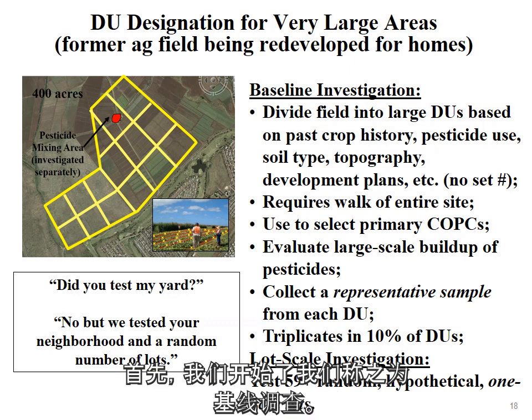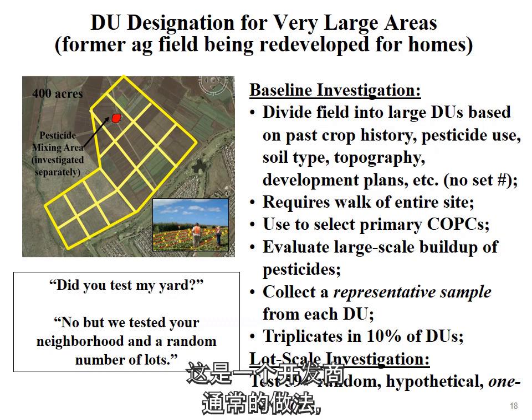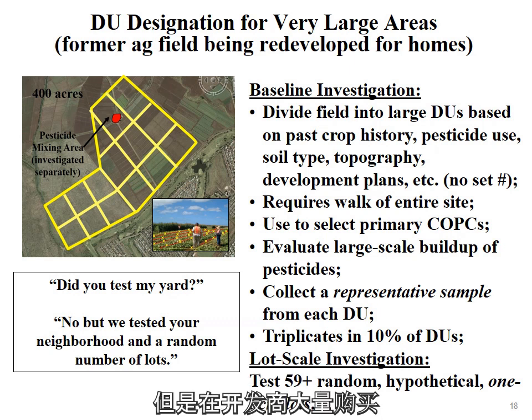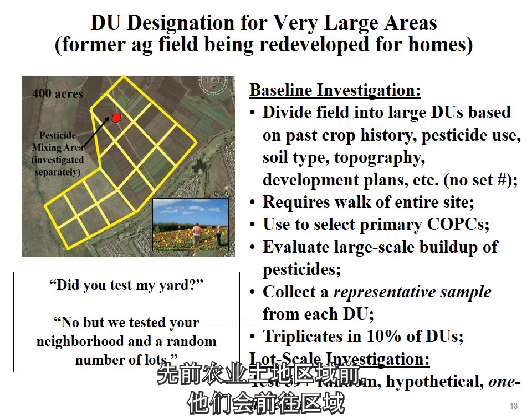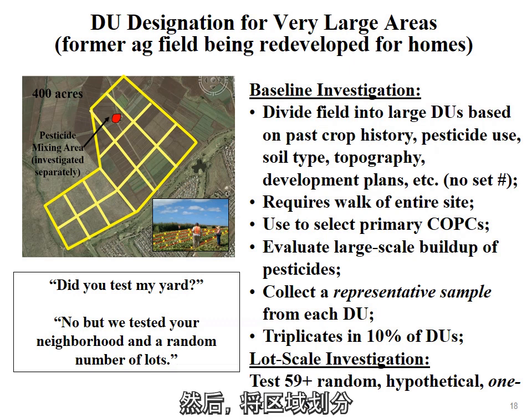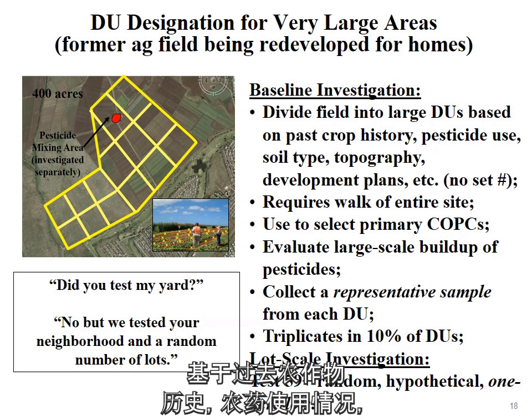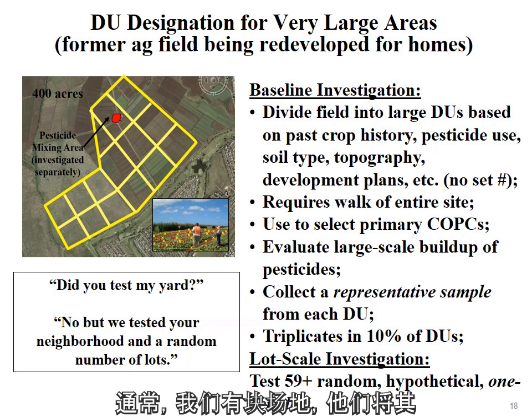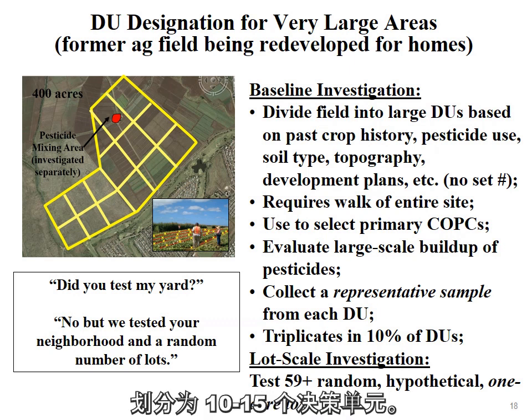First, we have what we call a baseline investigation. This is what a developer would typically do, usually talking with our office kind of anonymously. They may not tell us where the site is, but before the developer buys some large former ag land area, they'll go out to the area, and then they split the area up into very large decision units, tens of acres or even hundreds of acres, based on the past crop history, pesticide use, soil type, topography, development plans, and such. There's really no set number. Typically a field they'll split up into 10 to 15 decision units.